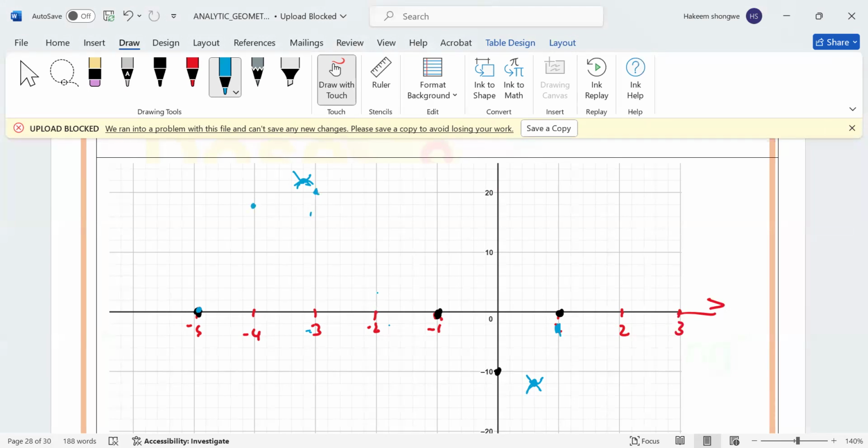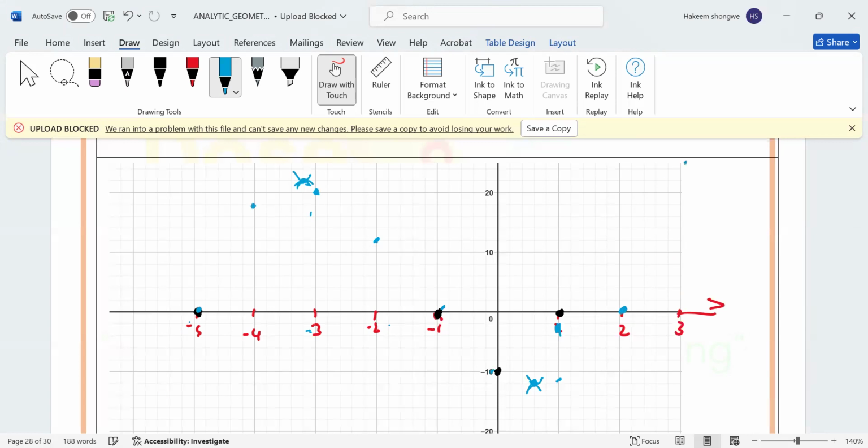Let's go to minus 2. Minus 2 goes with 12. Here is 12. This is 20. Okay, sharp. Let's go on. Minus 1 goes with 0. And then 0 goes with minus 10. And then after that, you have 1. 1 goes with minus 12. Okay, 2 goes with 0, and then 3 goes with 32. Okay, it's going to be somewhere here.